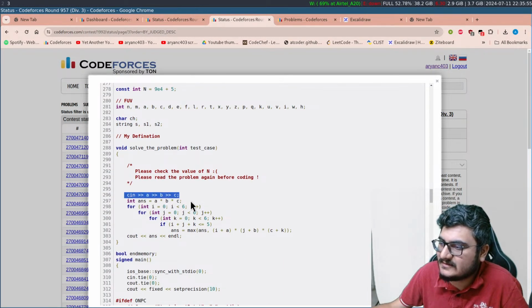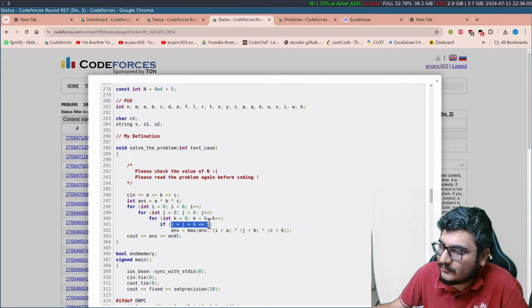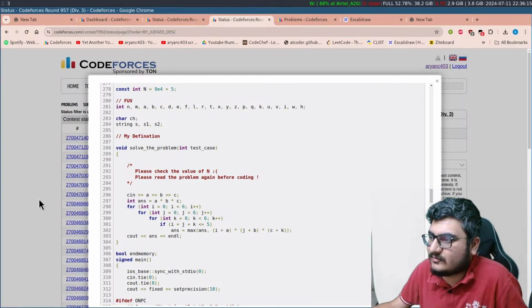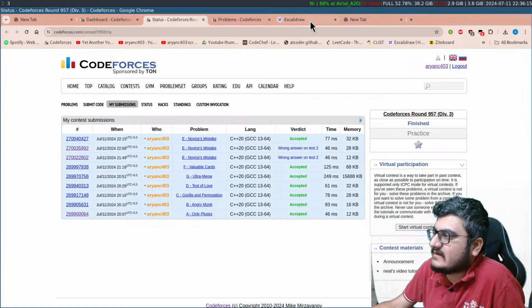Read integers A, B, C. Initial answer is A into B into C. Number of times you increase A, number of times you increase B, number of times you increase C. If the total count of all of them is less than or equal to 5, print 1 into the new value of A, new value of B, new value of C, and print our answer here. That was one solution.